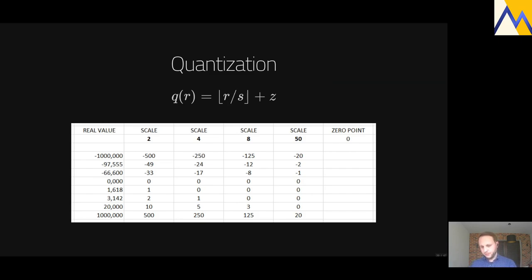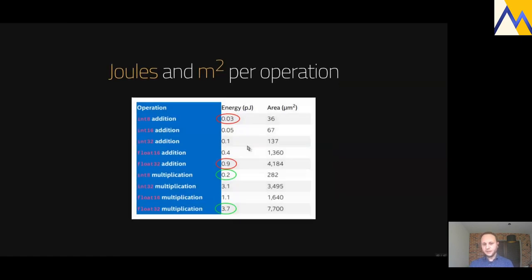So suppose we chose this scale of 8 and quantized our model, and this is what we get in our weights. And why would you even consider that? So this is an interesting picture I took from an Intel article. Yesterday I checked it. Unfortunately, the link is dead, so I can't refer you to the original article.